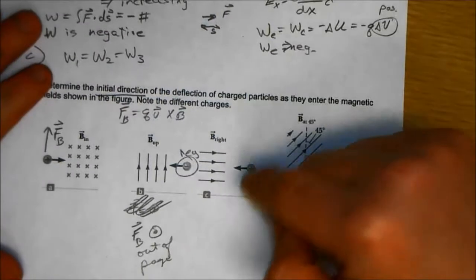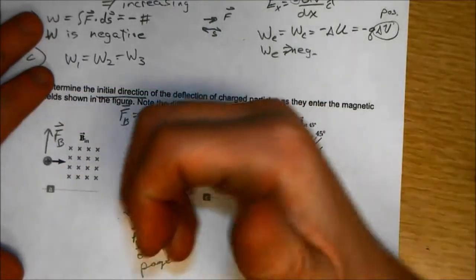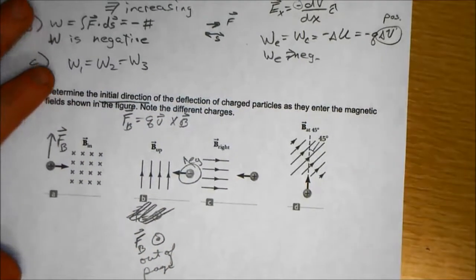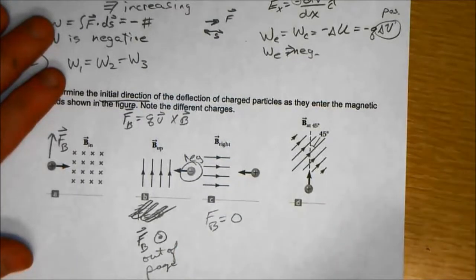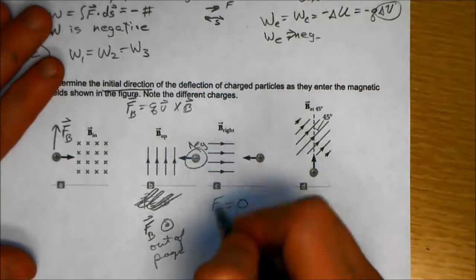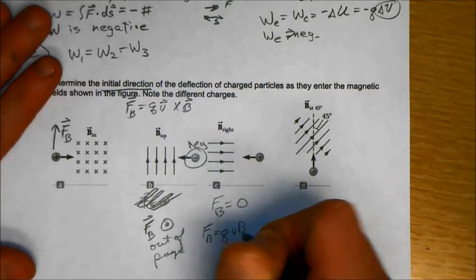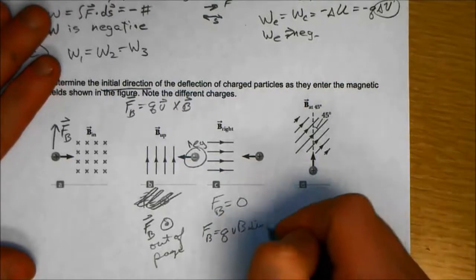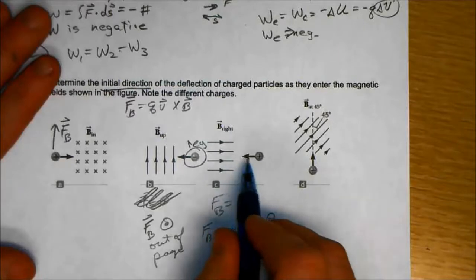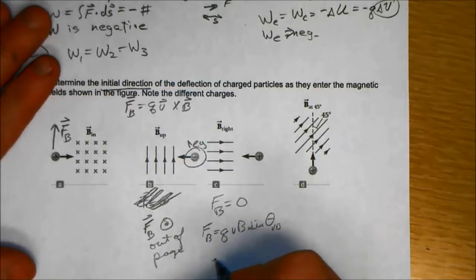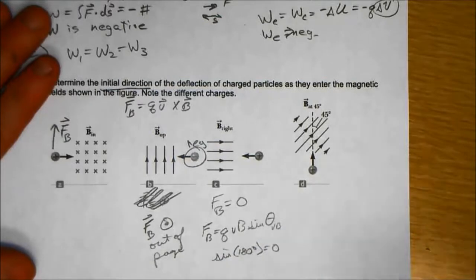Okay, so in this next situation, the velocity is this way, the magnetic field is in the opposite direction, so FB equals 0. Remember the magnitude of the magnetic force is QVB sine of theta, where theta is the angle between V and B. In this case, the angle is 180 degrees. Sine of 180 degrees is 0.